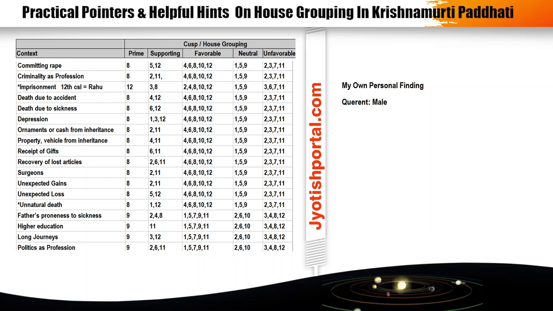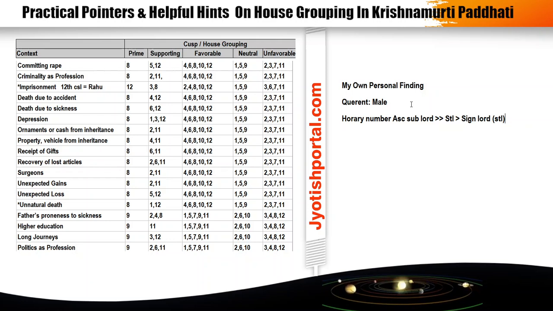Then over a period of time, I noticed that to figure out whether a query is promised at all or not, the ascendant sublord of the number. Let me write the finding. The ascendant sublord. So you have to first look at the Horary number ascendant sublord, then you have to look at its star lord, and then you have to look at the sign lord of the star lord, and then you have to note down whether it's male or female.